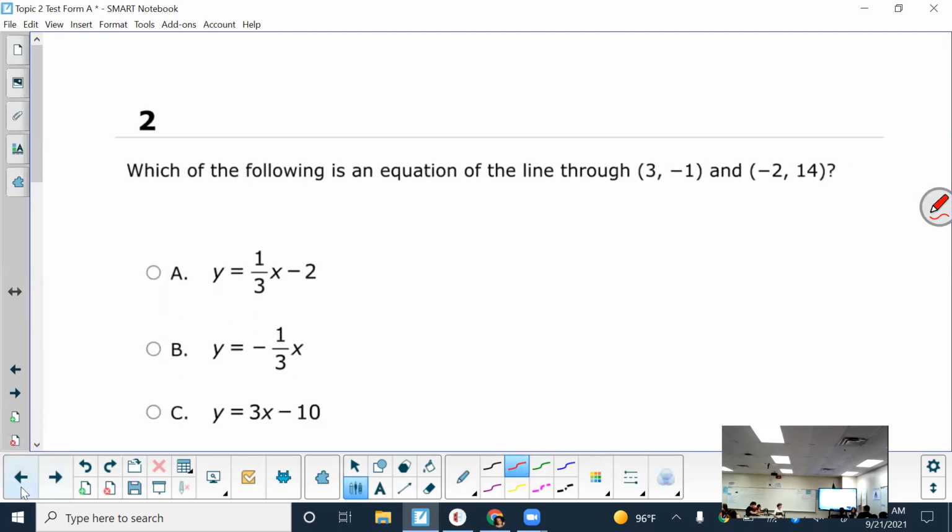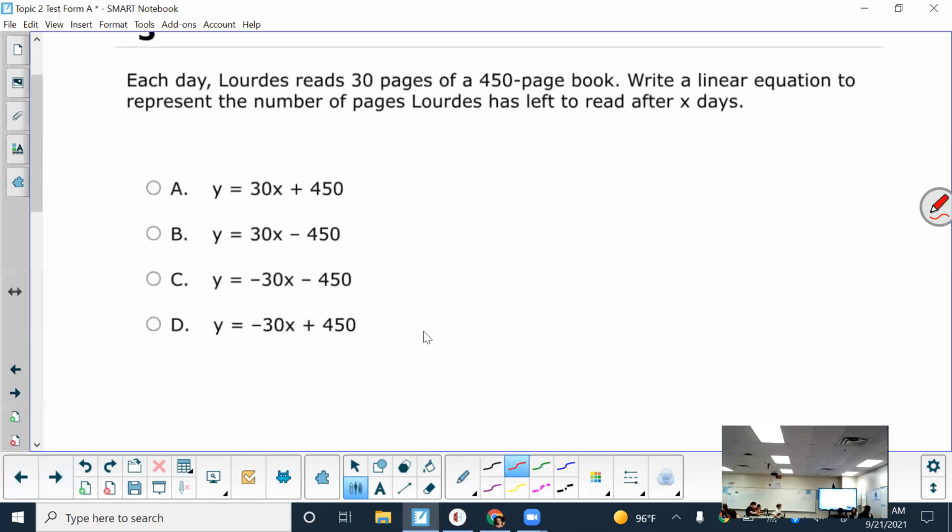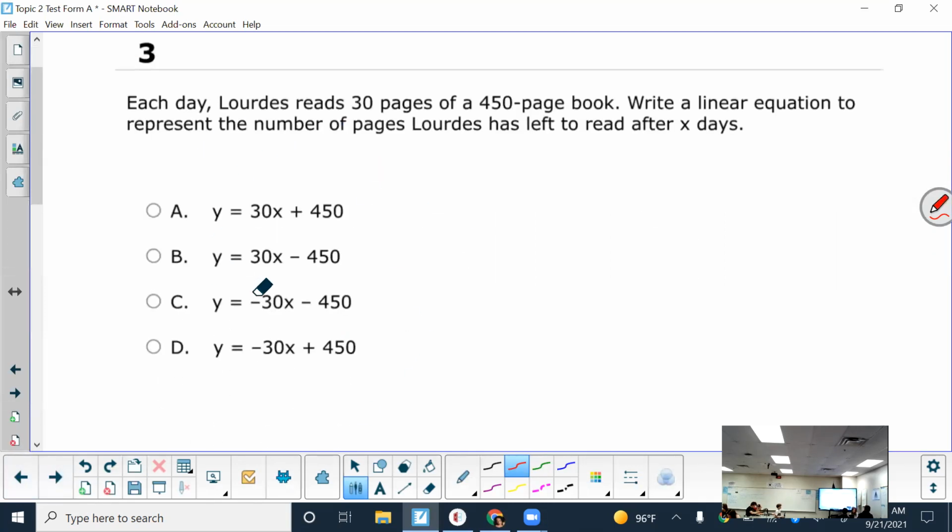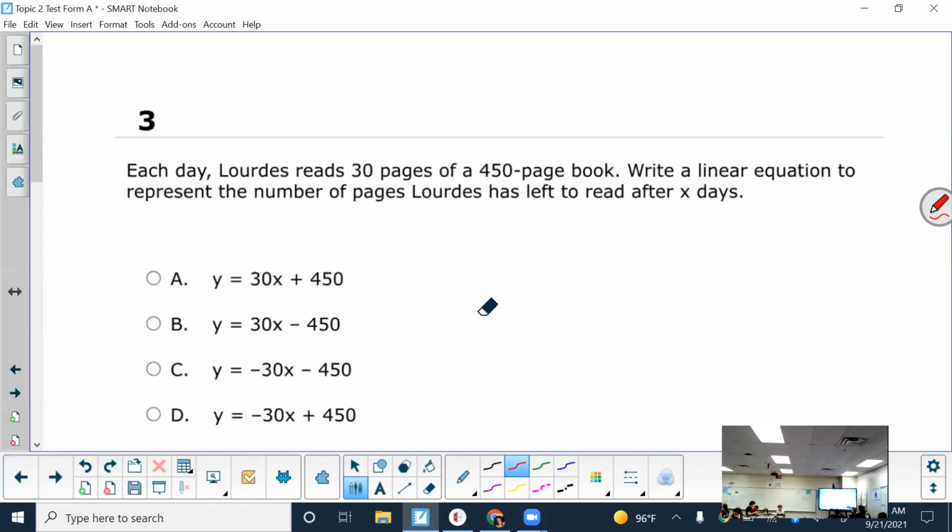Now you guys know how to find the slope between 2 points. You guys know how to model real world situations. I can tell you number 3 is not going to be multiple choice on your test. You need to know how to model it. And no, 30x equal to 450 would not be the right answer. No more questions? Okay, number 3.